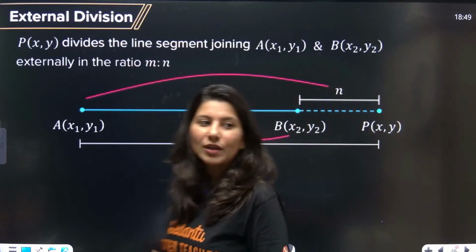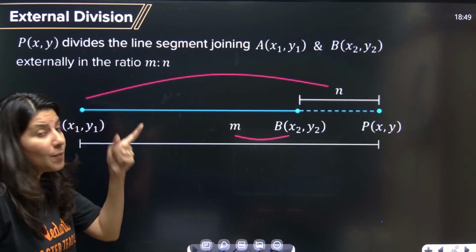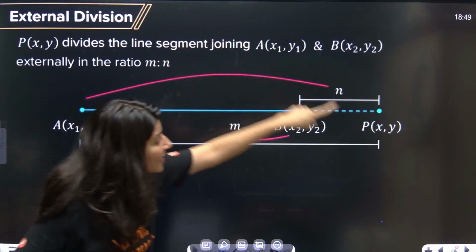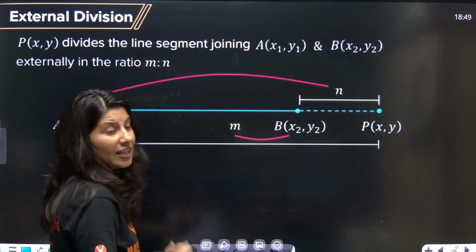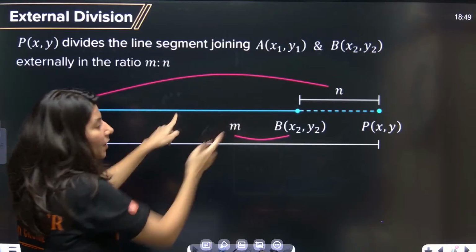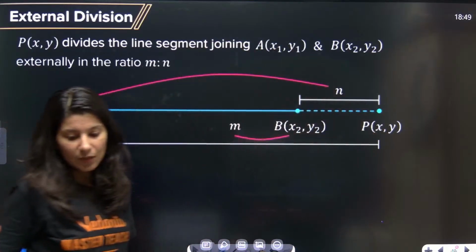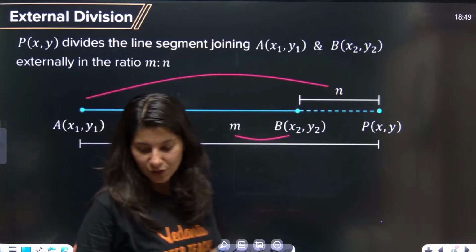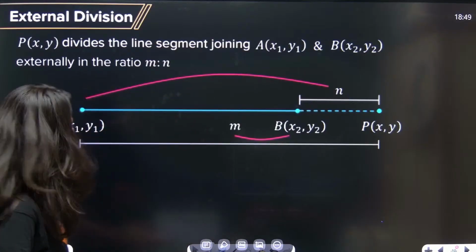Now, this is what external division is. External means that the point P will lie outside the line segment. See, there is this line segment AB. If P lies in between AB, then this is an internal division. If P lies outside AB, then it will be an external division. Okay. All right.